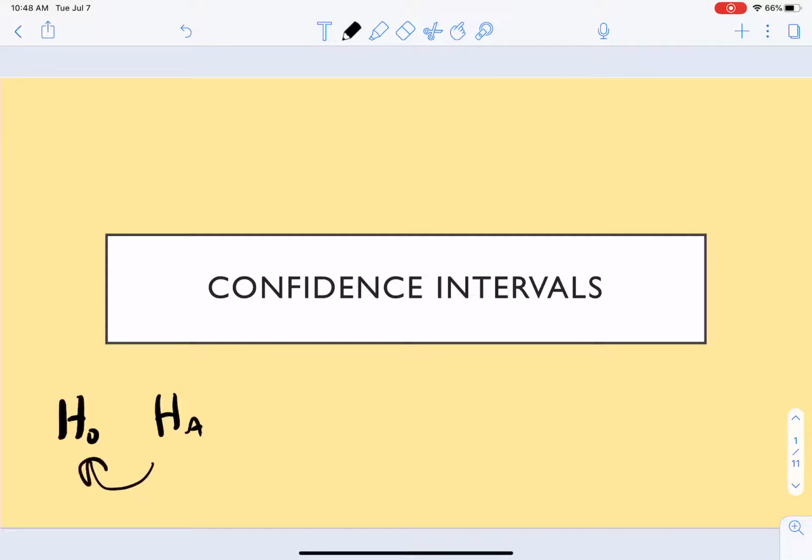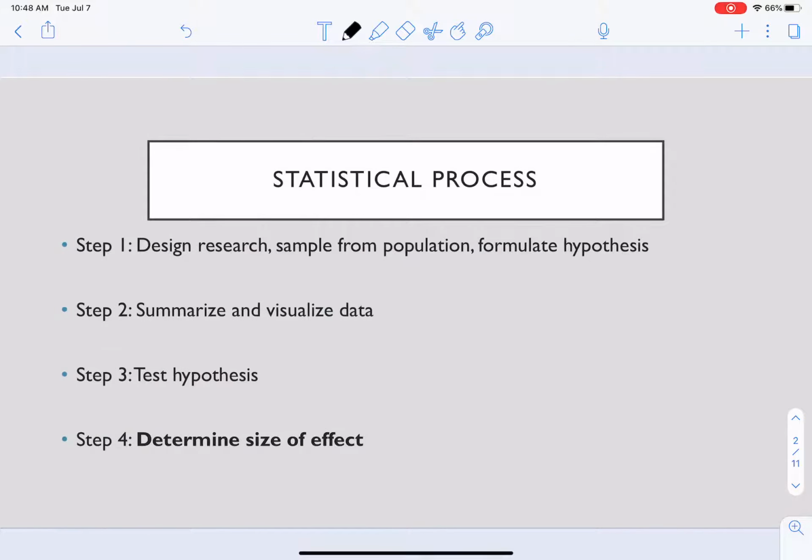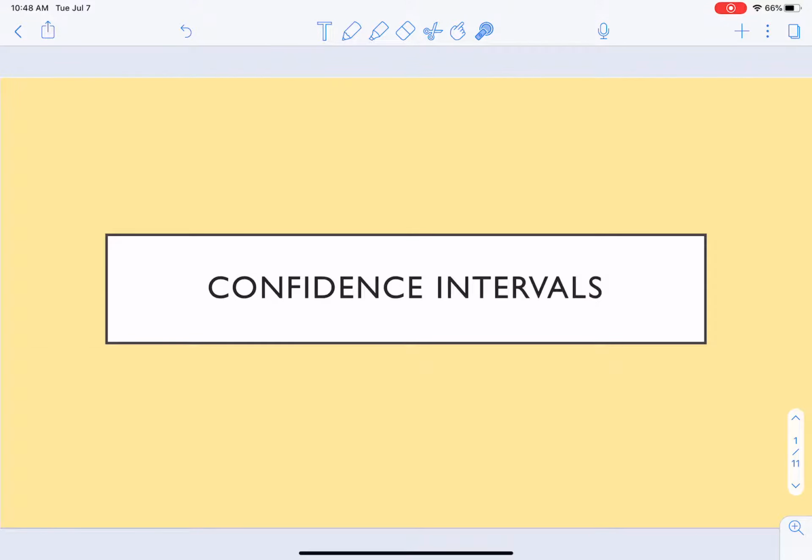null here. But all that tells us is whether we have evidence against, right? We use that p-value to answer that question. But what that does not tell us is the size of the effect. This is what we're going to be doing in this video with confidence intervals.